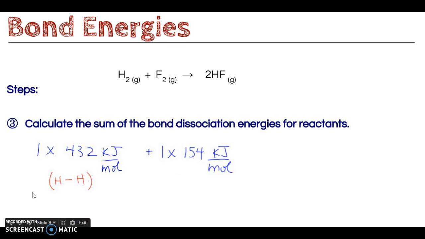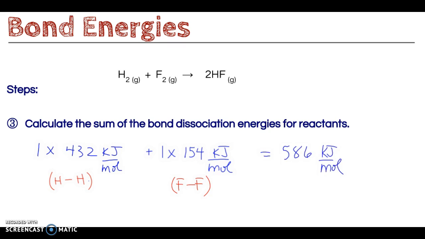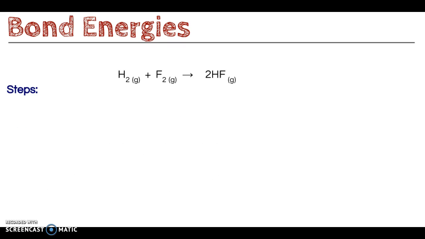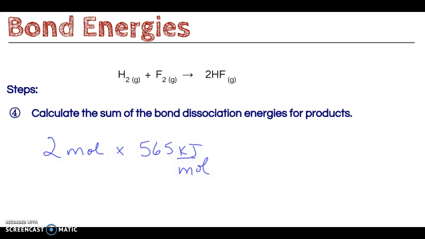Okay, then I'm going to do the same thing for fluorine. And fluorine, when I look up the value for its bond dissociation energy, it is 154 kilojoules per mole. So there I go. And when I add those up, the grand total is 586 kilojoules per mole. Okay, now what should I be doing next? Well, I should be doing the same thing for my products. The difference here, though, is that I have one H-F bond, but I have 2 moles of HF. So I need to take that into account and multiply the bond dissociation energy for HF by 2. So just check that value on the table to make sure that you know where it's coming from.